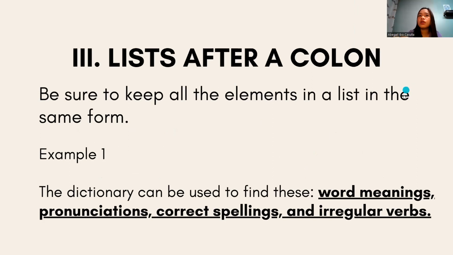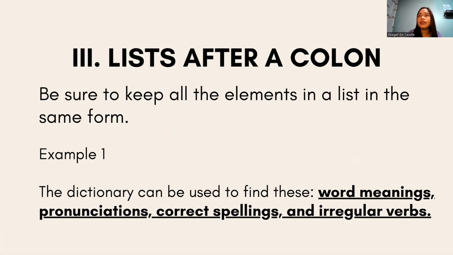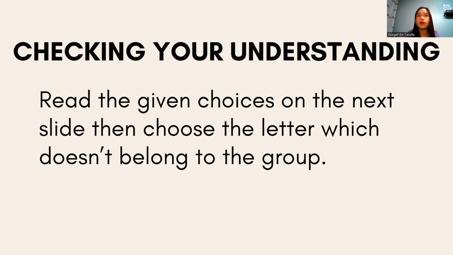Parallelism is also used in lists after a colon. We must be sure to keep all the elements in a list in the same form. Let us take a look at this example one. The dictionary can be used to find these: word meanings, pronunciations, correct spellings, and irregular verbs. So after the colon, we have the list, and those are in a consistent form.